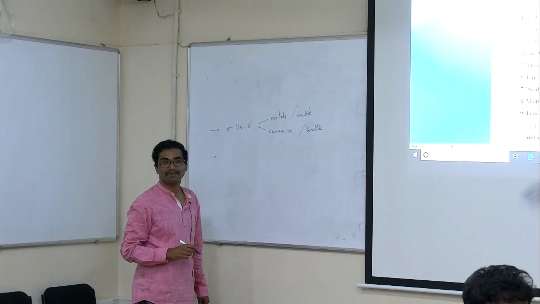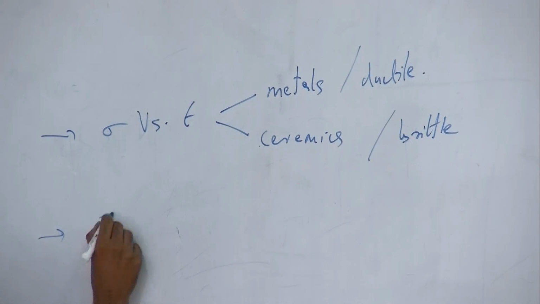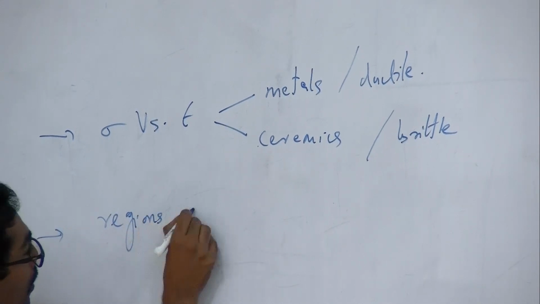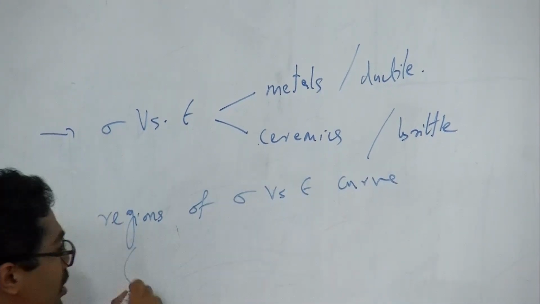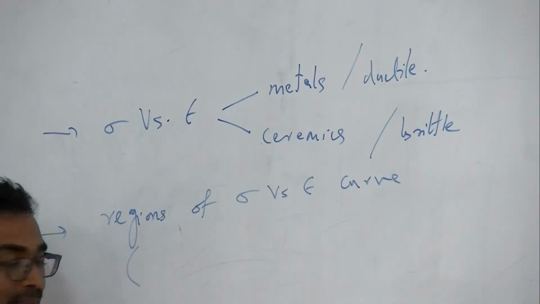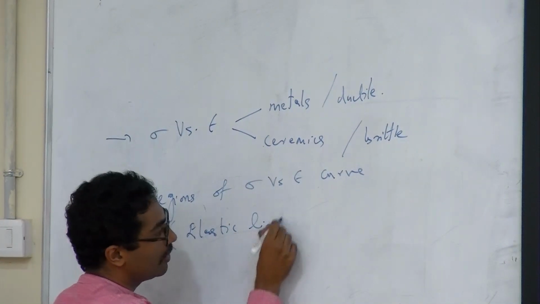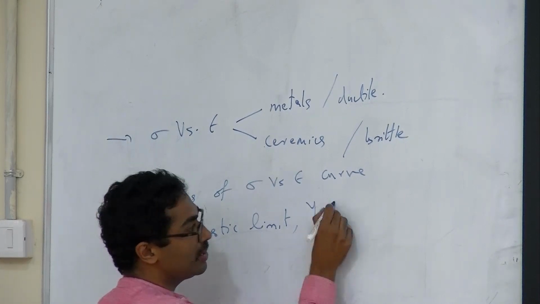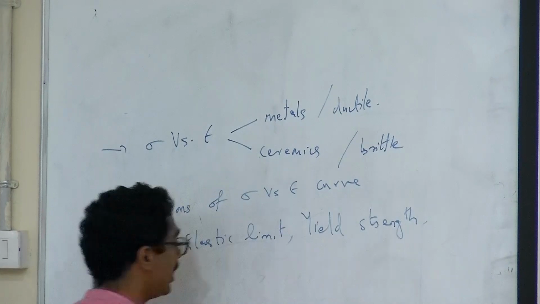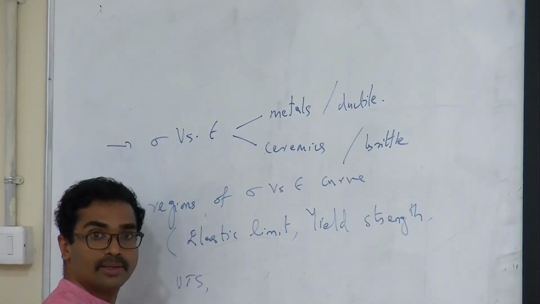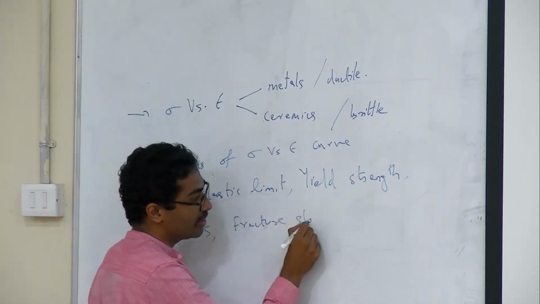Now, another lesson learned. Different regions of this test. What is that? So regions of the sigma versus epsilon curve. And what are some of the regions that you learned? So elastic limit. Yield strength. Ultimate tensile strength. Fracture point or fracture strength.